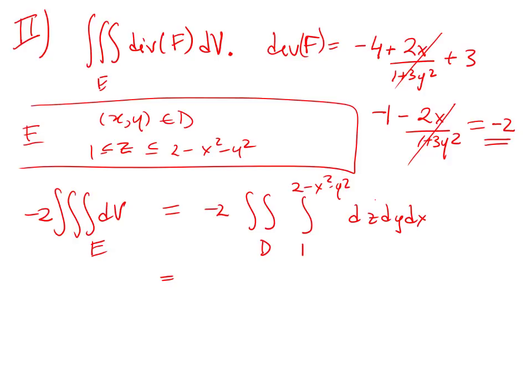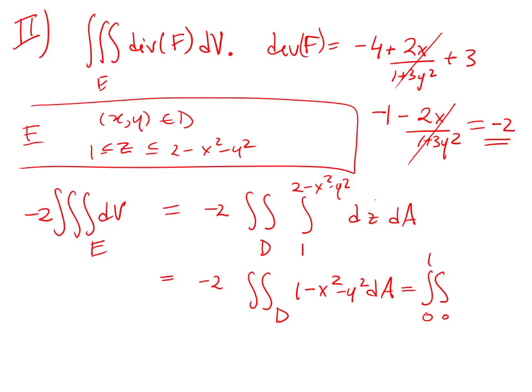That's minus 2, or I guess I should write dA using that notation, and that's just the double integral over D of 1 minus x squared minus y squared dA, which I can now switch to polar coordinates. So in polar coordinates, it's an integral from 0 to 1, 0 to 2 pi, of 1 minus r squared times r dr d theta, or r d theta dr.